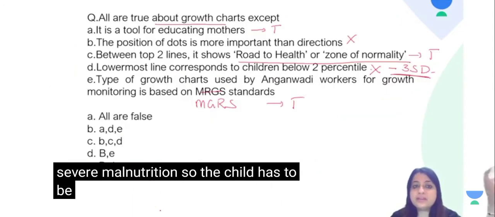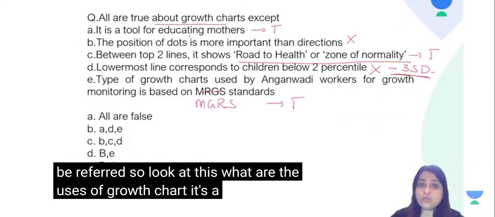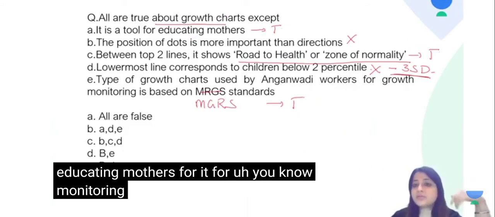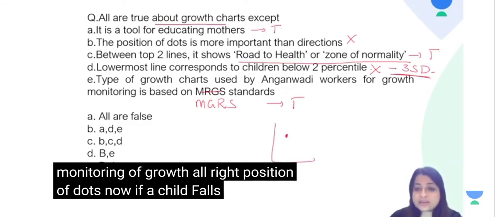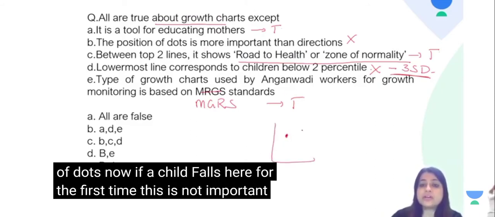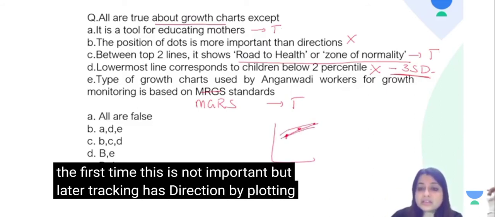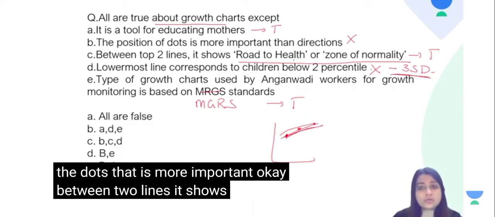So the child has to be referred. So look at this. What are the uses of growth chart? It's a tool for educating mothers, for monitoring of growth. All right, position of dots. Now, if a child falls here for the first time, this is not important. But later, tracking his direction by plotting the dots, that is more important. Between two lines, it shows road to health.